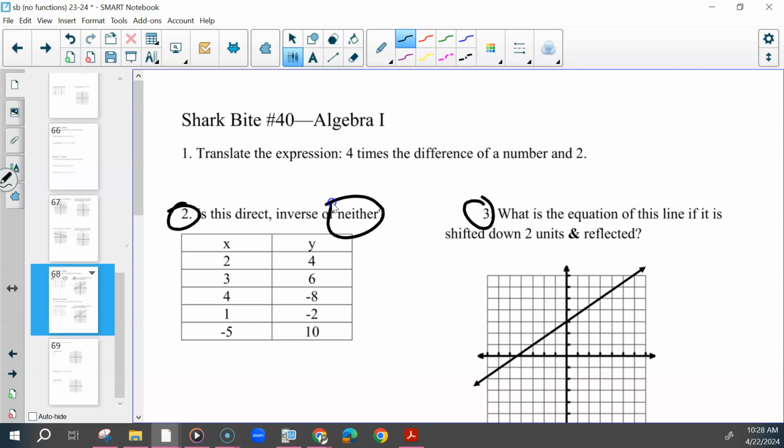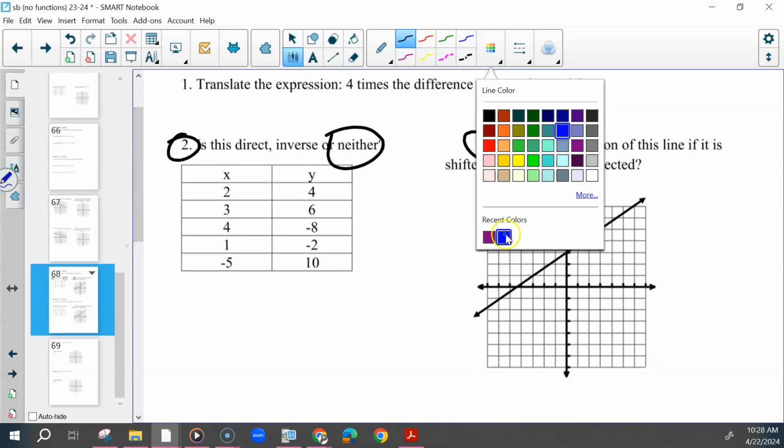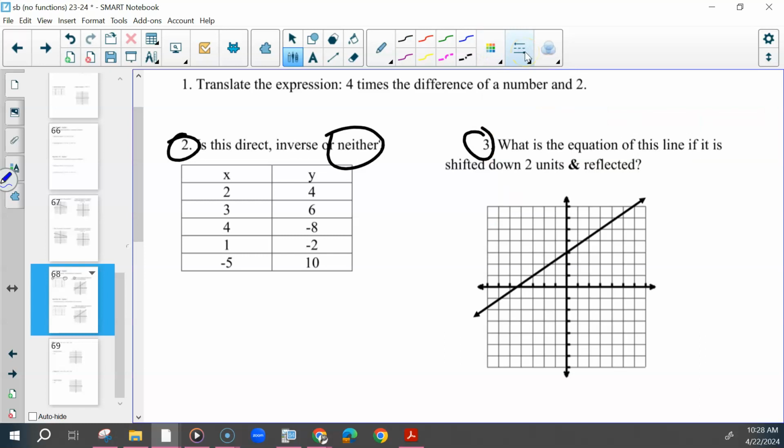For number 3, what is the equation of the line if it is shifted down 2 units and reflected? So going back to our linear transformations, if it's been reflected, the slope is going to flip. It's going to have a negative. So the original equation is y equals. Then our new equation, the slope would have a negative. And if it's been shifted down 2, the y-intercept is going to move down 2. So this is now plus 1. Oh my gosh, it's right. So that should be your new equation: y equals negative 2/3 x plus 1.